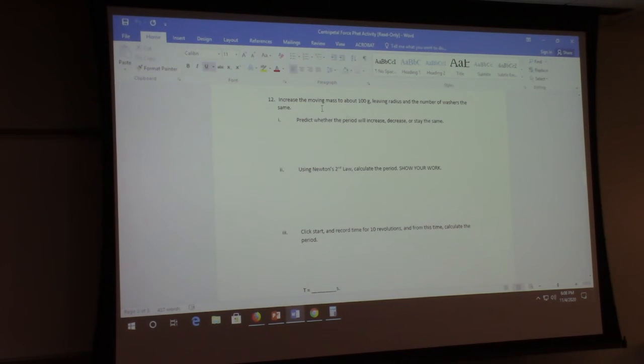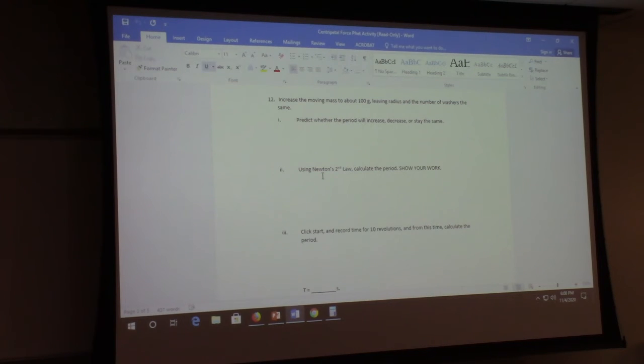Okay, so this is the one where you've increased the moving mass to 100, leaving the radius and the number of washers the same. Predict whether the period will increase, decrease, or stay the same. Okay, that was the first part. I just didn't know how to find the period without the simulation. Okay, so let's.